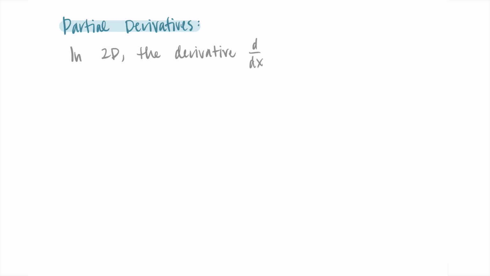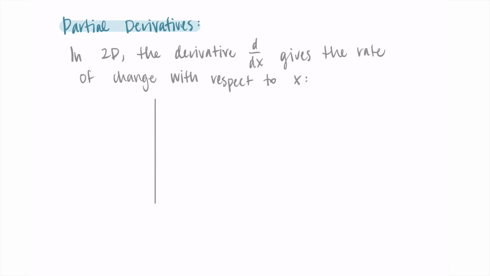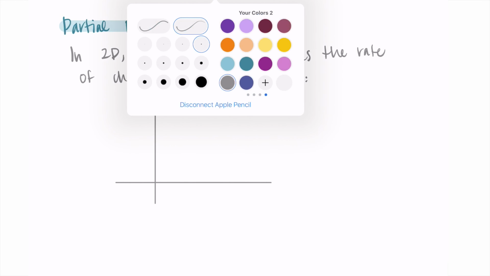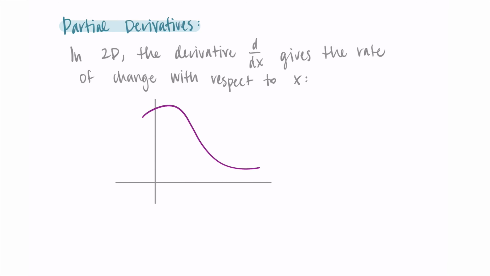So in two dimensions, we use the derivative d/dx, the derivative with respect to x, and this gives us the rate of change. So we think of the rate of change as the instantaneous rate of change, so the slope at any given point. And this is with respect to x when we do d/dx. So the change in the output over the change in the input. So it's like a slope. So this should hopefully be a review from when you've learned calculus, just to kind of bring back some memories about the derivative being the rate of change.